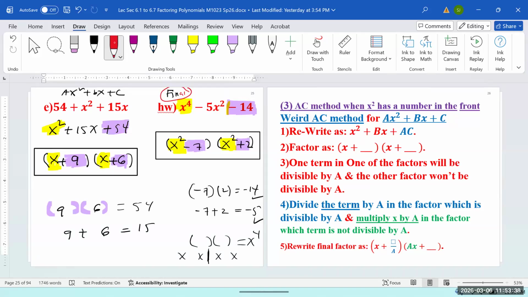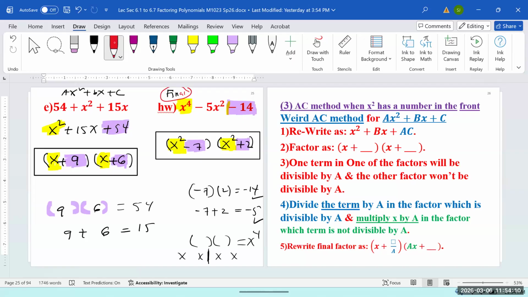We call this method AC because we have to multiply A with the C. So A is the coefficient in front of x squared and C is the constant. There are several ways to use the AC method. One is a formal AC method and one is I invented. Actually, not I invented. I modified some weird method into this method. It's called weird AC method. The name I invented actually, weird AC method.